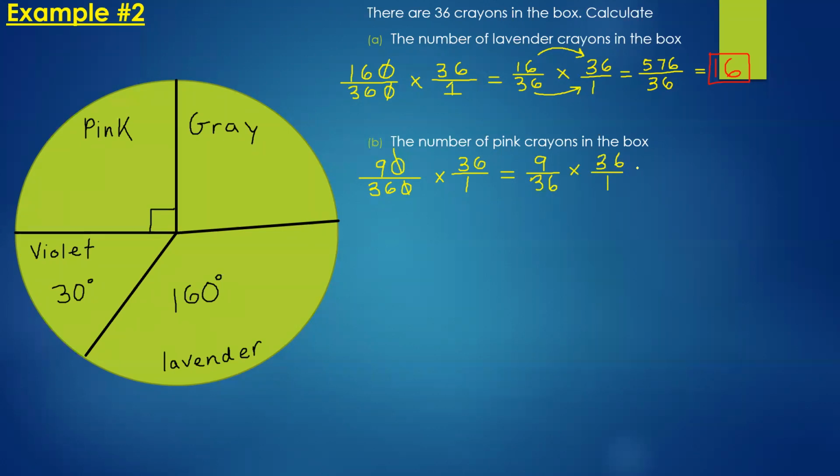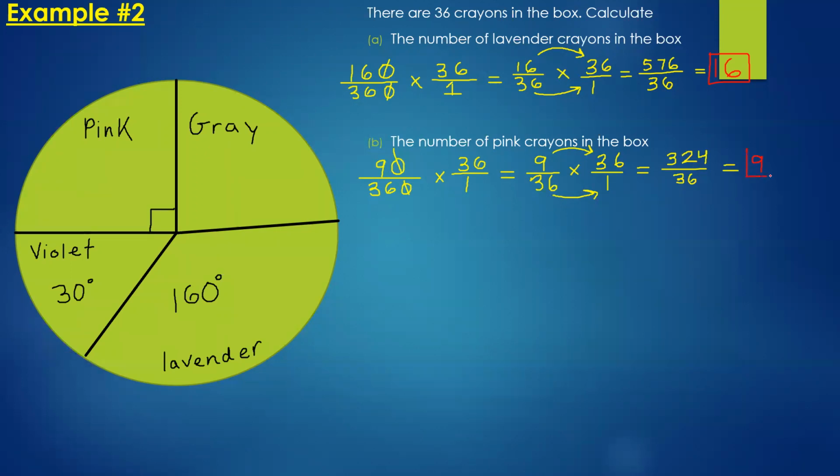What could we do at this point? Multiply 9 times 36, which gives 324 over 36. 36 times 1 is still 36. And what is 324 divided by 36? That's 9.